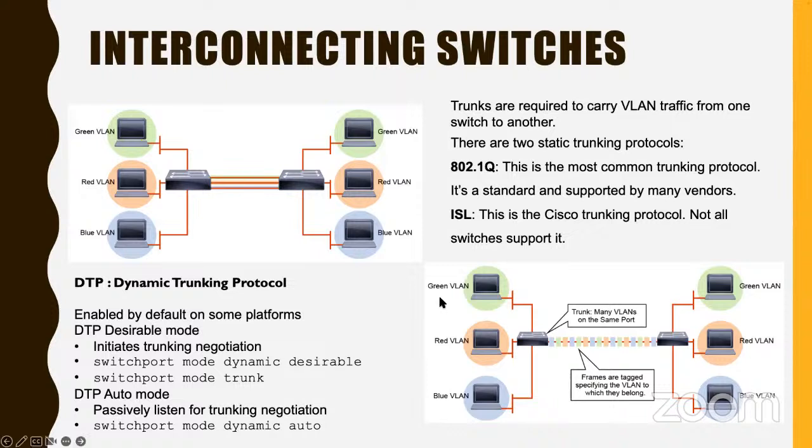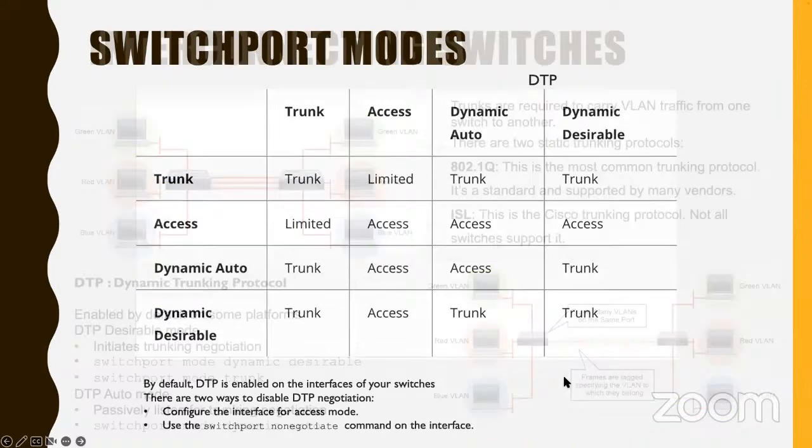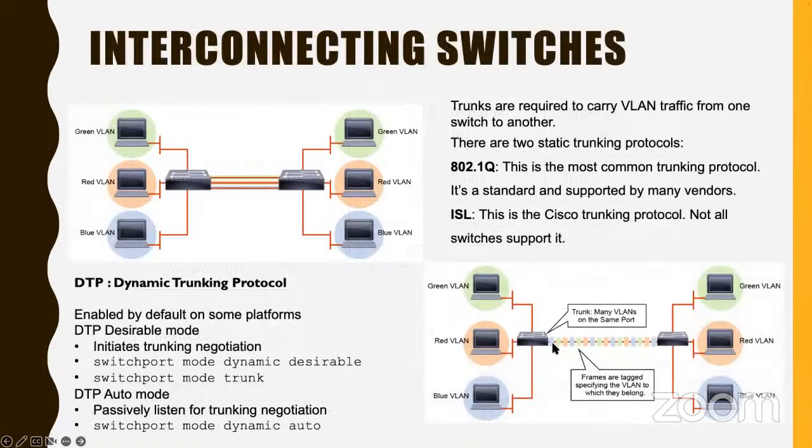Now using the trunks, what we can do is use the same link to pass the data of all the VLANs. But in order to send that data, I'll have to add some tagging or some information to the frames to make the other party know which VLAN this frame belongs to.